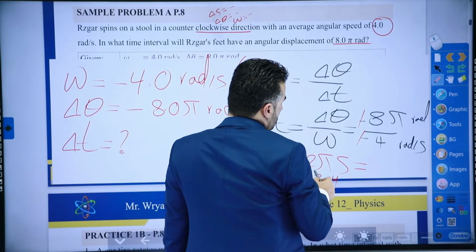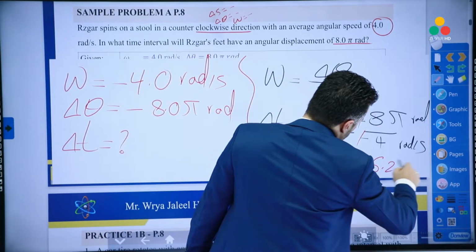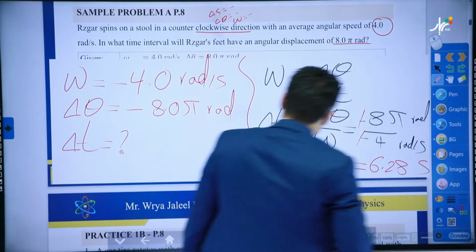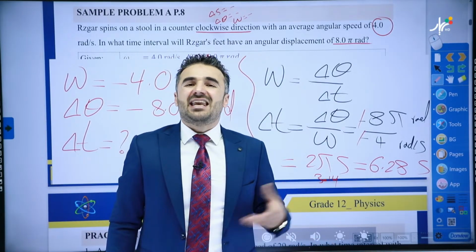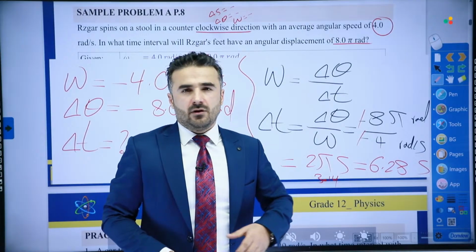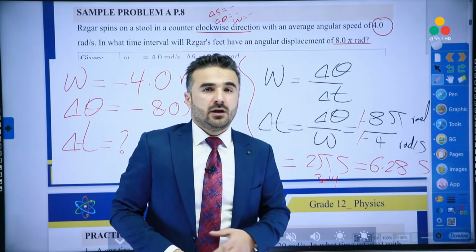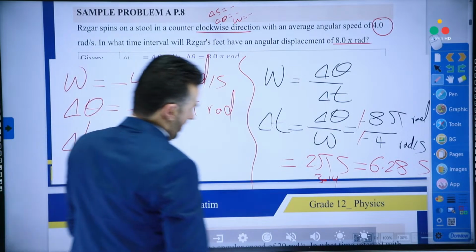So can we say that is going to be 6.28 seconds. Yes, and remember, delta t or time can never be negative, yeah? Because if it is negative, that is almost like moving backward in time, which you know is impossible, at least for now.